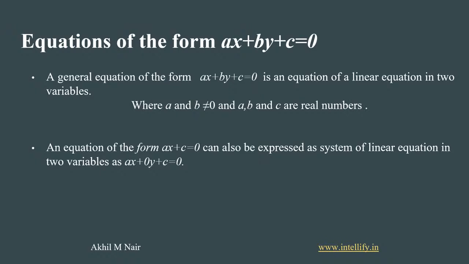First of all, a preview of equations of the form ax plus by plus c equal to 0. The general equation of the form ax plus by plus c equal to 0 is a linear equation in two variables, where a and b are not equal to 0, and a, b and c are real numbers. An equation of the form ax plus c equal to 0 can also be expressed as a linear equation in two variables, ax plus 0y plus c equal to 0, which is already discussed in our previous videos.